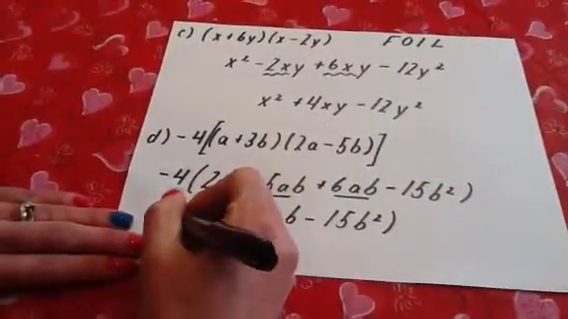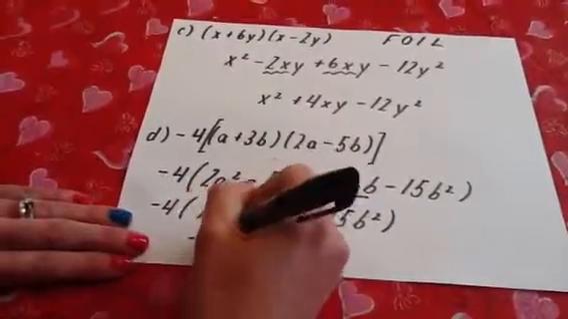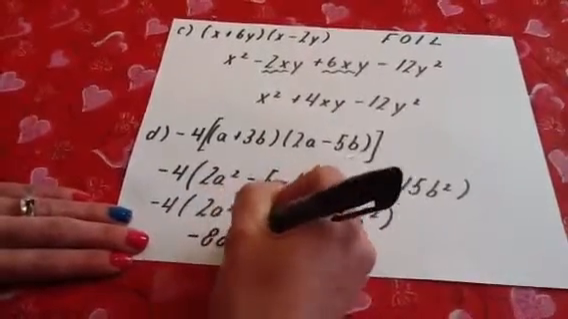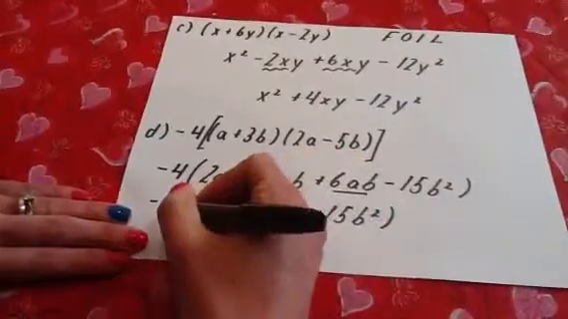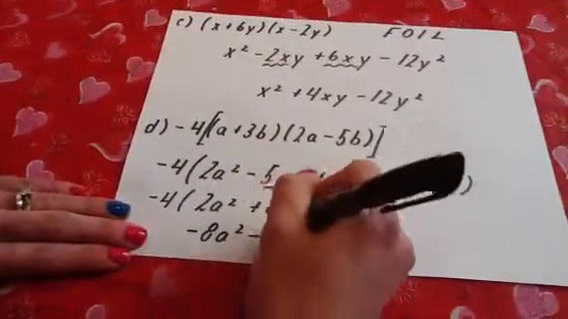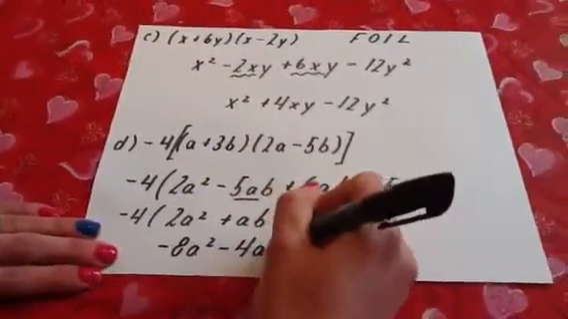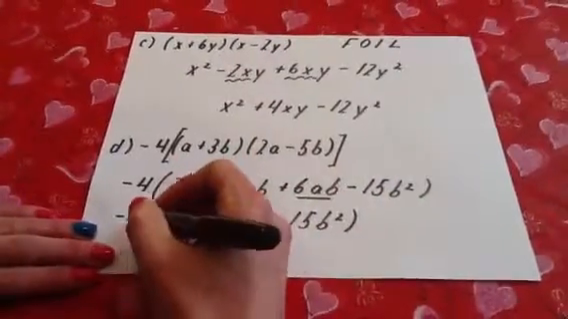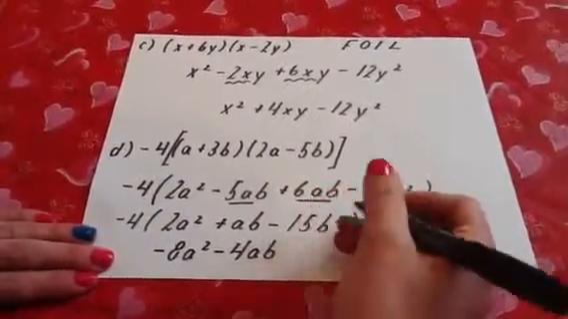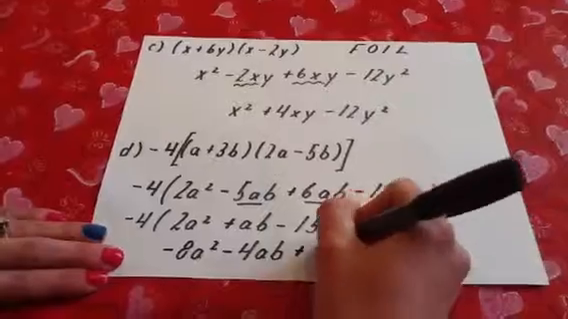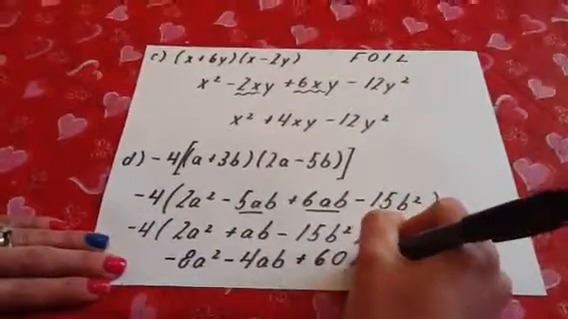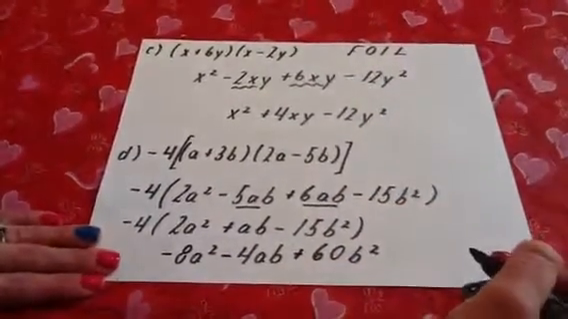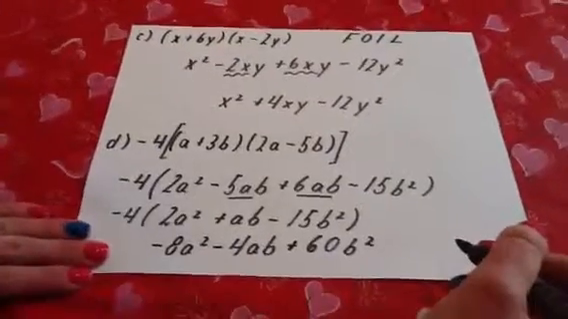And then finally, let's distribute. So negative 4 times 2a squared is negative 8a squared. Negative 4 times ab is negative 4ab. And negative 4 times negative 15b squared is plus 60b squared. And those are examples of multiplying polynomials.